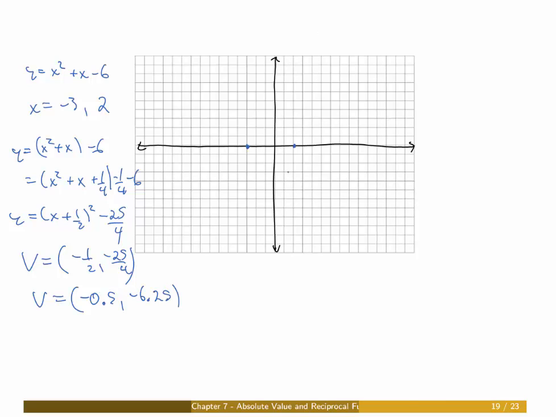So right away, let's graph this. Okay, negative 0.5, 1, 2, 3, 4, 5, 6.